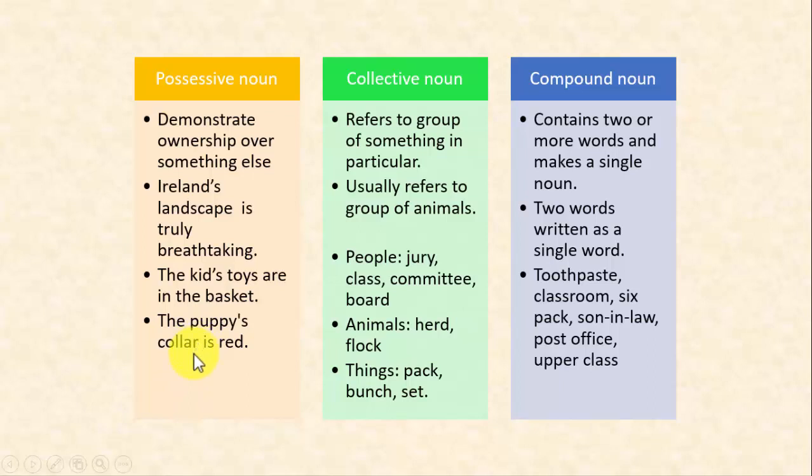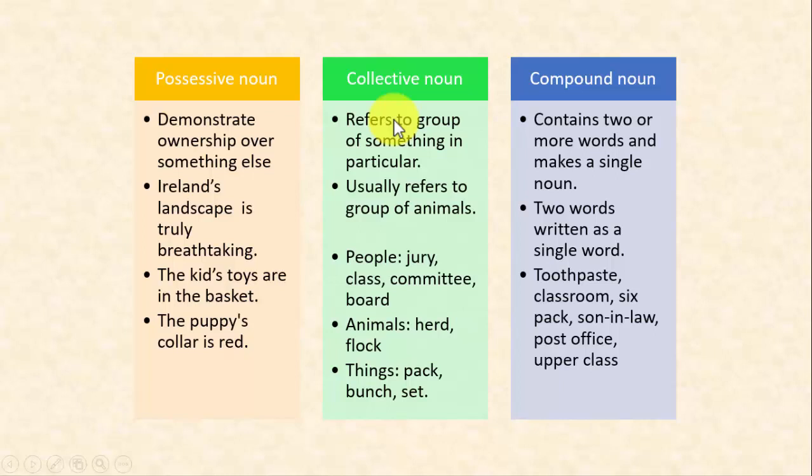Now the possession is shown as apostrophe s. In each sentence, there are three examples which we have discussed. Ireland's landscape. Then apostrophe s is describing the possession. Possession of what? Landscape. Of which area? Ireland. Then in the second example, the kids' toys. Toys of kids. This possession relationship is depicted as apostrophe s. The puppy's collar. Collar of the puppy is depicted as apostrophe s.